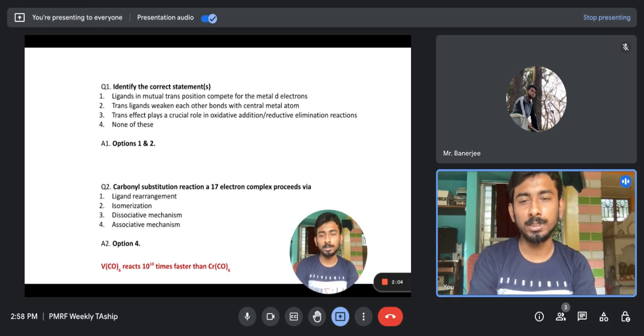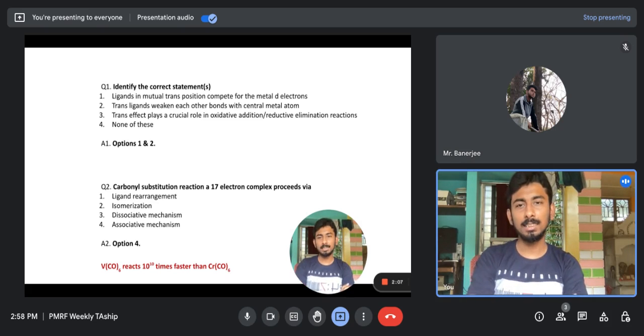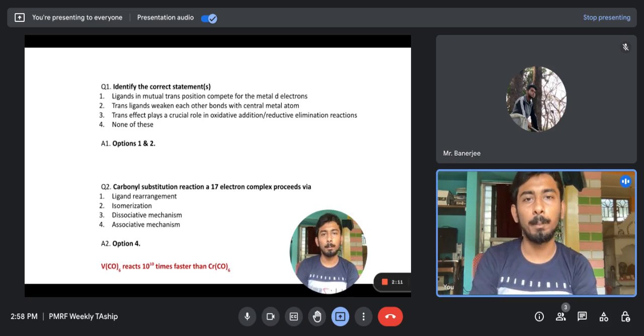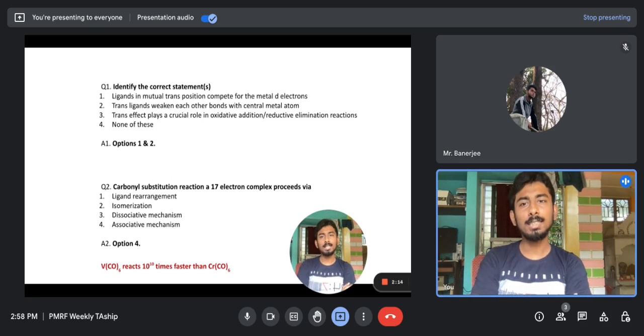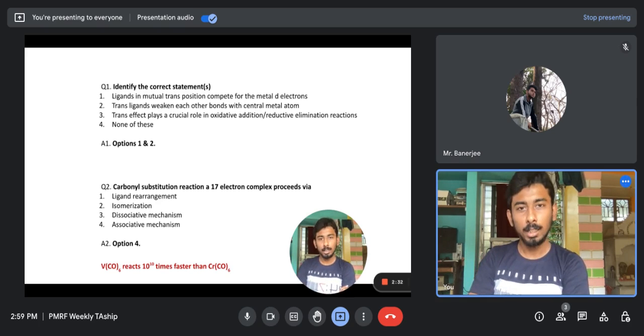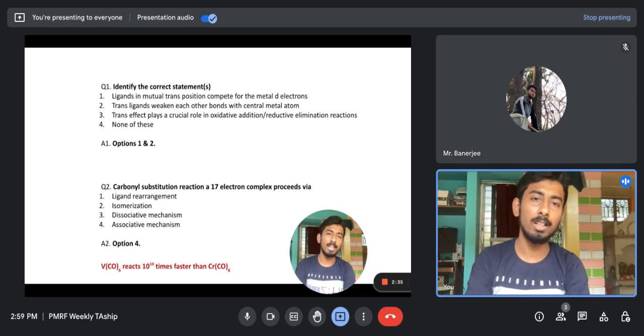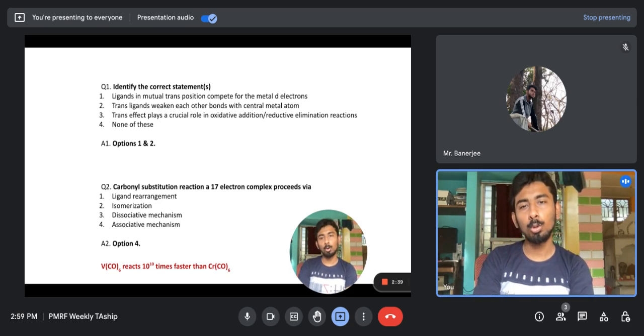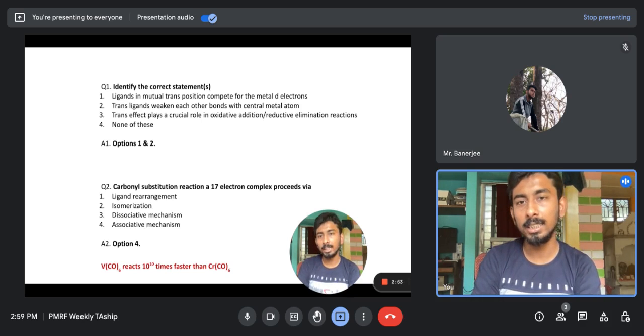So the correct options are option 1 and 2. We will go through all the options one by one. Firstly, the ligands in mutual transposition compete for the metal d electrons. This is actually a correct statement because when the ligands place themselves in mutual transposition, because of the trans effect, the trans bond becomes more labile, and so it is more vulnerable towards attack by any incoming nucleophile or electrophile. Then the mutual transposition both will be weakened, and depending on which one has the stronger trans effect, the opposite bond will be more labile and will be knocked off. So the first statement is absolutely correct in this regard.